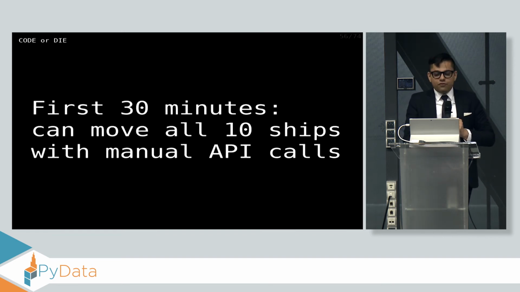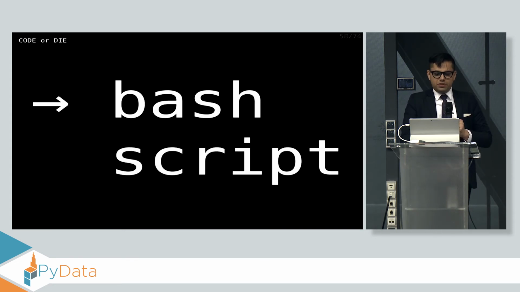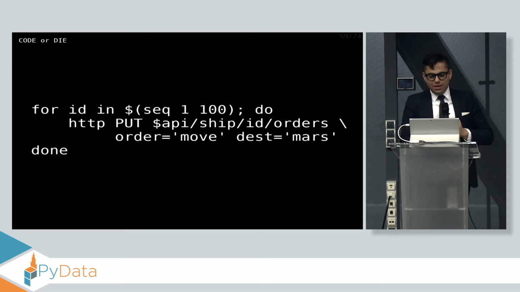Interestingly enough, for the first 30 minutes of the game, people could move about 10 ships around with just manual API calls. It would be really tedious. But what if I scaled up the game to 100 ships? Then you'd have to write a bash script. So the newbie will have to come to me and say, how do I do these commands in a loop? Because I can't type these fast enough to compete in the game. And you tell them, this is how you write a simple bash script.